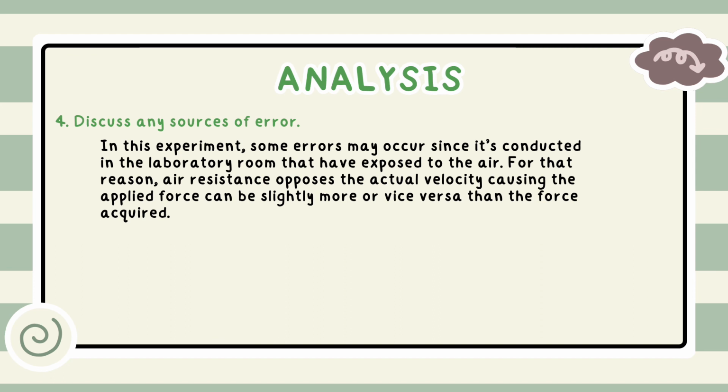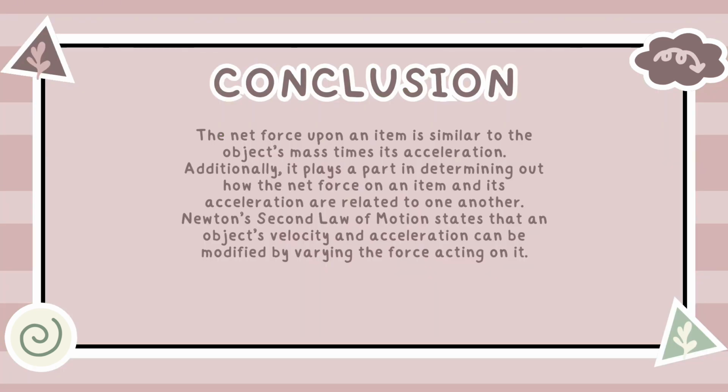Conclusion: the net force upon an item is equal to the object's mass times its acceleration. Additionally, it plays a part in determining how the net force on an item and its acceleration are related to one another. Newton's second law of motion states that an object's velocity and acceleration can be modified by varying the force acting on it.